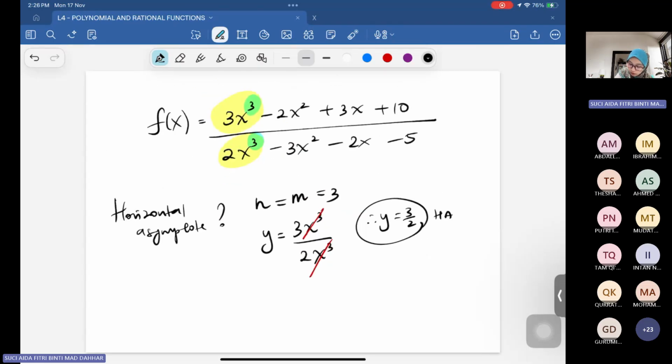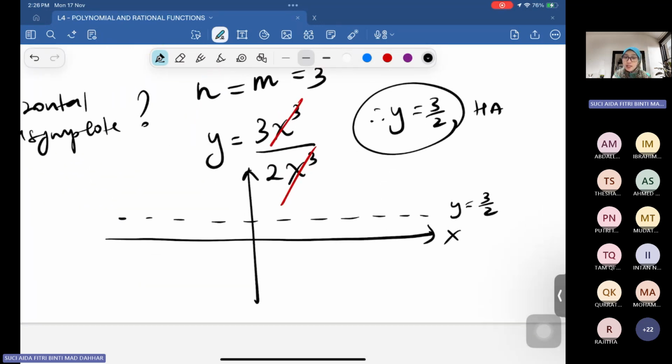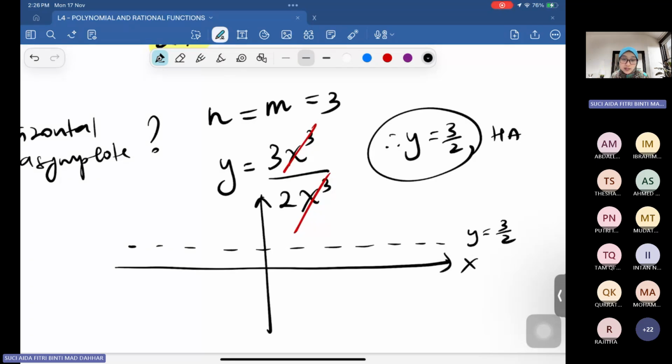So when you draw your graph later, this is your x-axis, this is your y-axis, so your asymptote is here. An asymptote must be shown with a dotted line, a dashed line, unless your asymptote is exactly on an axis, so it cannot be seen.